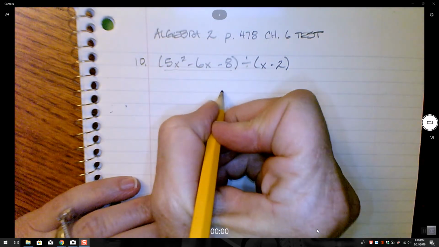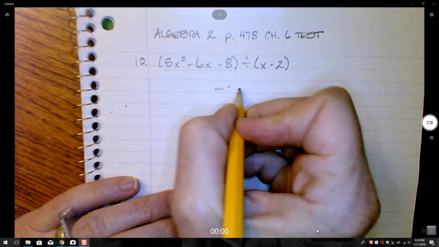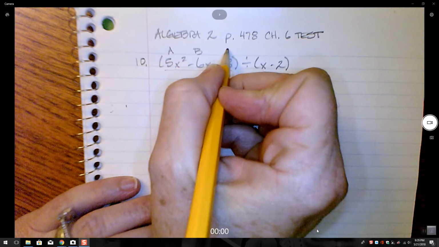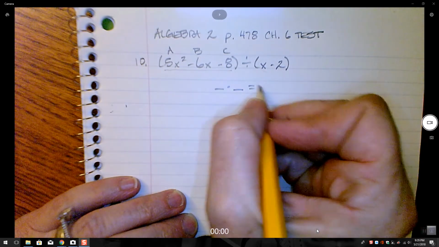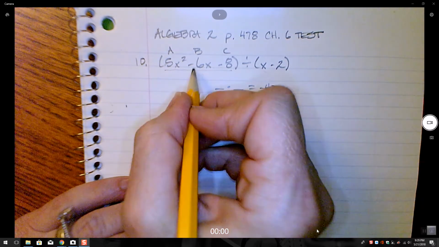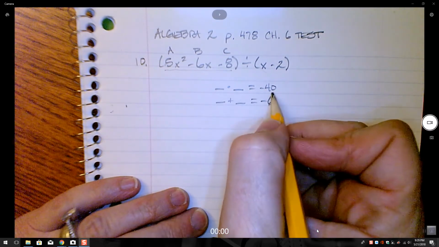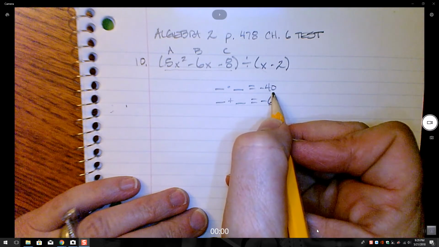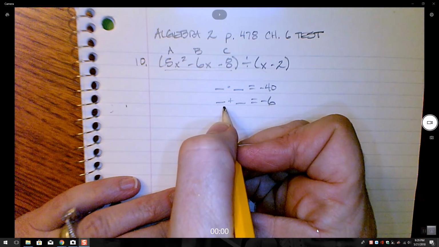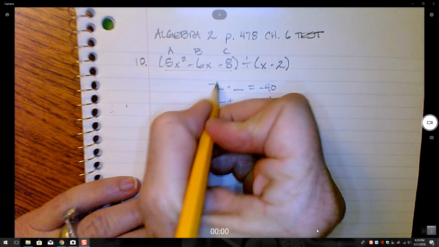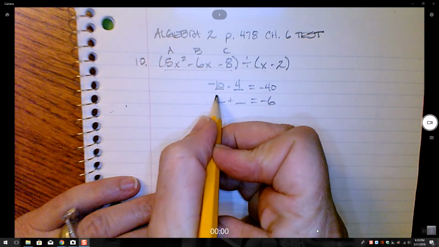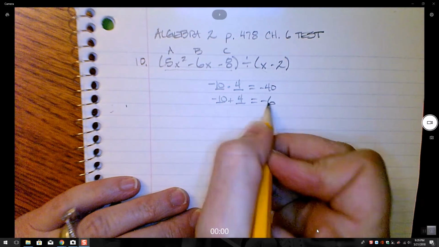I know that something times something equals a times c, which is negative 40. And that same something plus something is going to equal my middle term of negative 6. If I think about the various factors of negative 40 and which of those will also add up to negative 6, I'm thinking that a negative 10 times a 4 is going to equal negative 40, and a negative 10 plus a 4 will equal negative 6.